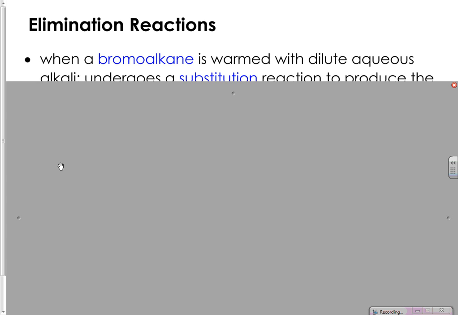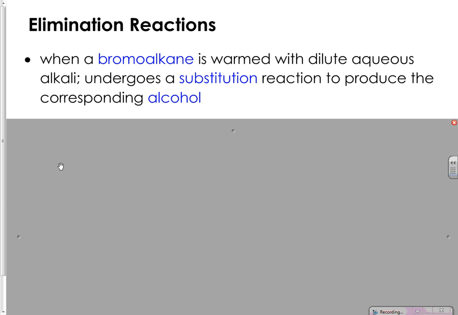So in an elimination reaction, we're primarily talking about a bromoalkane. So think of a singly bonded chain that has a bromine on it. If you warm that with dilute aqueous alkali, so base, something with an OH in it compared to a metal like a KOH or an NaOH, you're going to undergo a substitution reaction to get an alcohol. We've learned that before, and we've learned that those mechanisms are either SN1 or SN2. That's what we've learned previously.